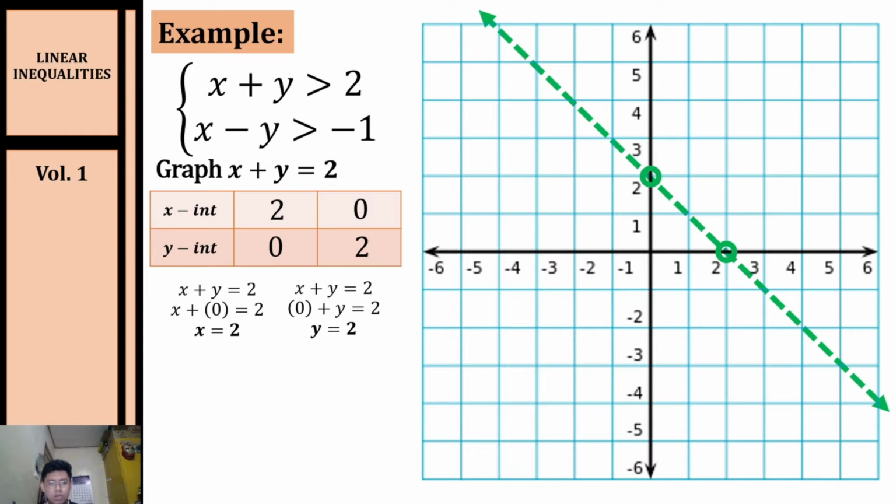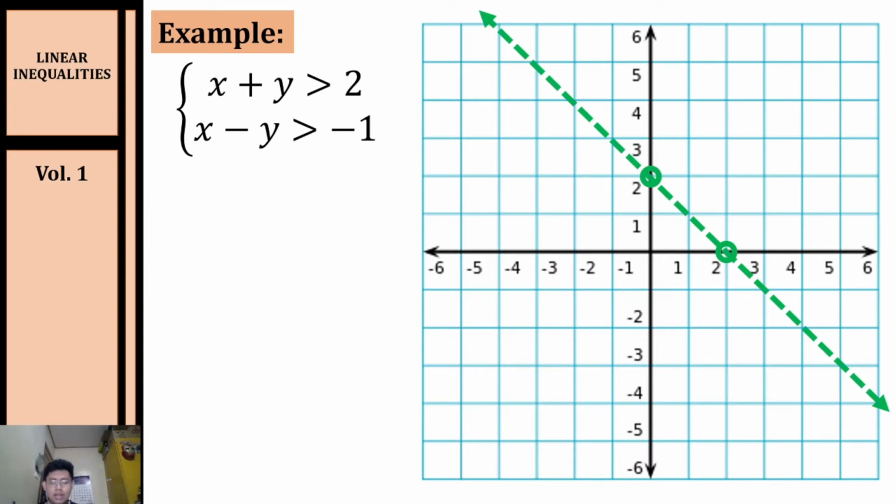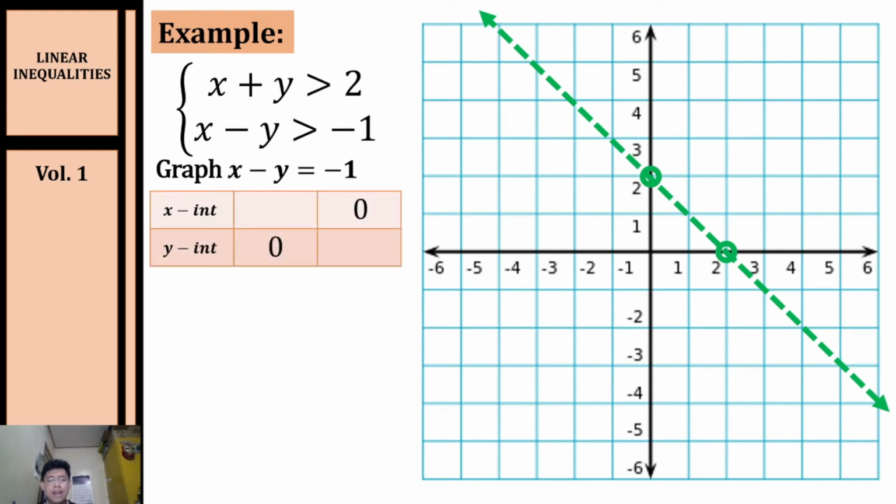Now, let's proceed to our second inequality. So, let's graph x minus y is equal to negative 1. Let's use the intercept method in graphing our inequality. Let's solve for our x-intercept by changing our variable y to 0. So, x will be equal to negative 1. Our x-intercept is located at (-1, 0). And again, we will use an open circle in plotting our x-intercept because our inequality symbol is greater than.